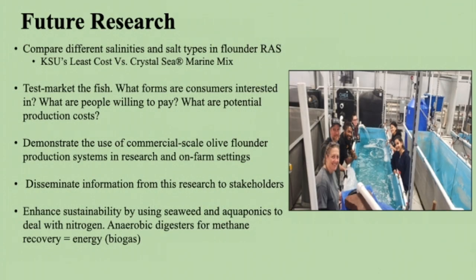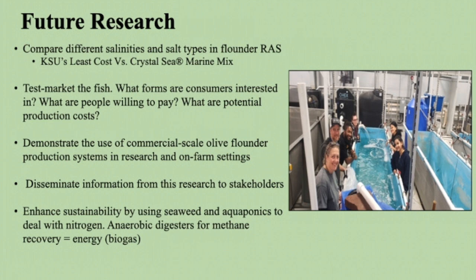For the future research, we have some plans. We can compare the different salinities and salt types in the flounder RAS. We can use the KSU least cost salt versus the Crystal Marine mix. We can test the market of the fish. I mean, what form of the fish are consumers willing to eat? The whole fish or the fillet. And we can also find the potential production cost.